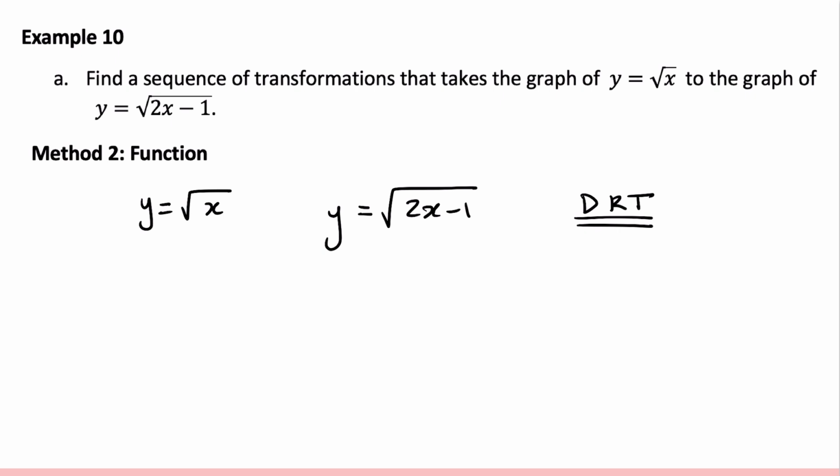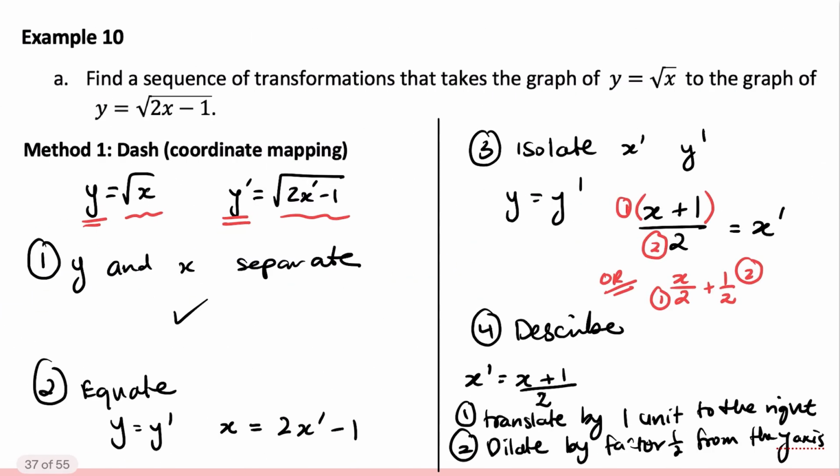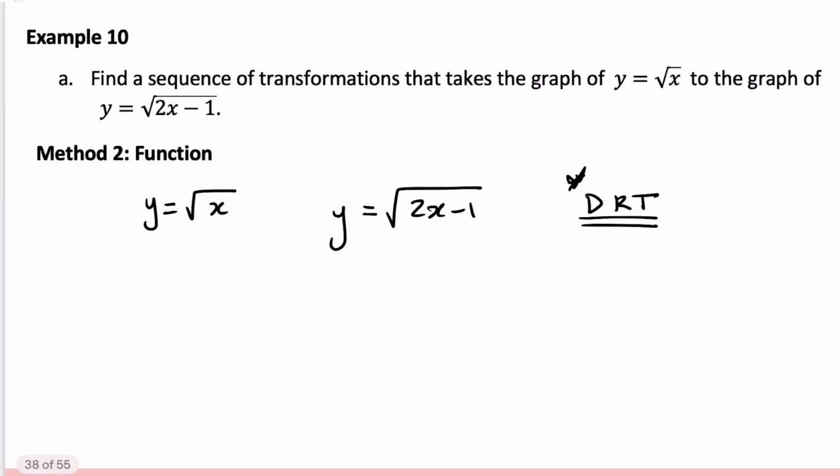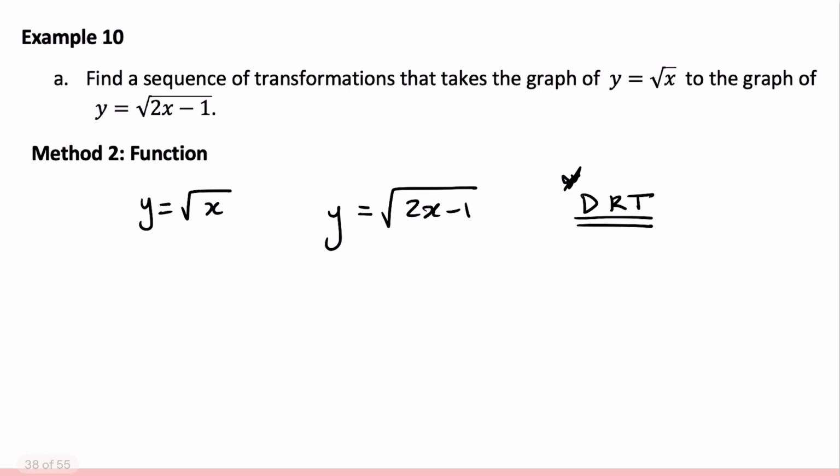Now, when we're reading a function, I would always recommend that you do it this way. When it's the dash method, as long as you follow the steps correctly, then it doesn't really matter. But in this case, I would always recommend that you do dilations, reflections, translations. Now, in order to see the true dilations and in order to see the true reflections and translations, what we should always do is pull out any value in front of the x. And then we can go ahead and state what's happened.